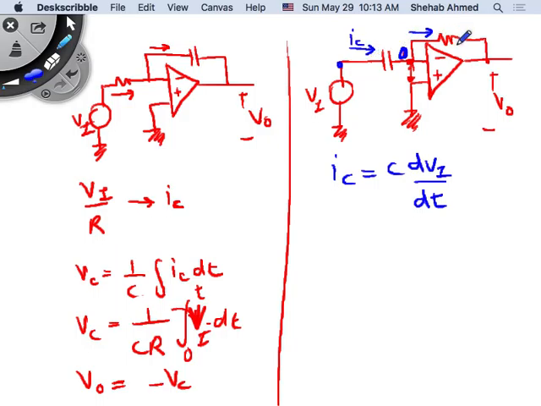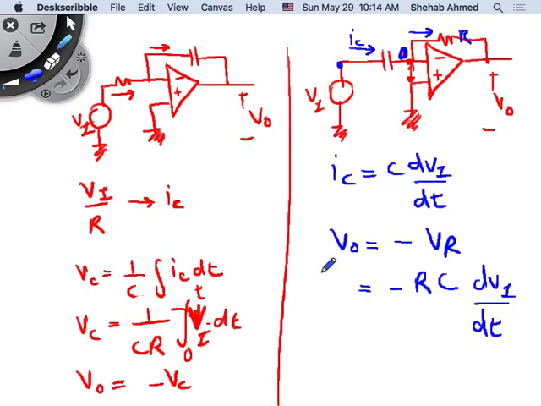This current is multiplied by resistor R over here. So then V output is equal to minus VR, which is equal to minus this current multiplied by the resistor. It's this resistor R multiplied by the current that I put through it, C dVi by dt. Just that.